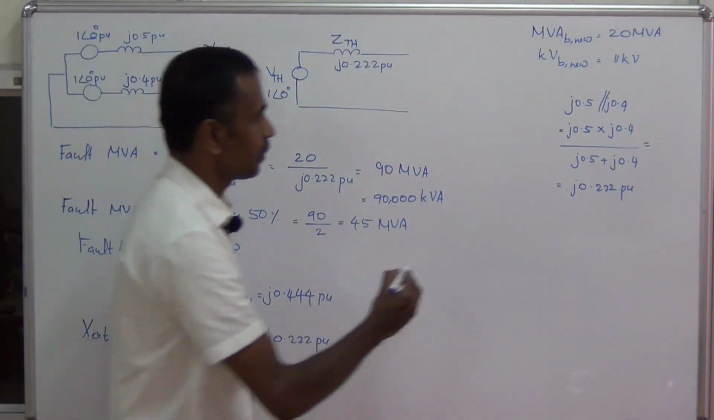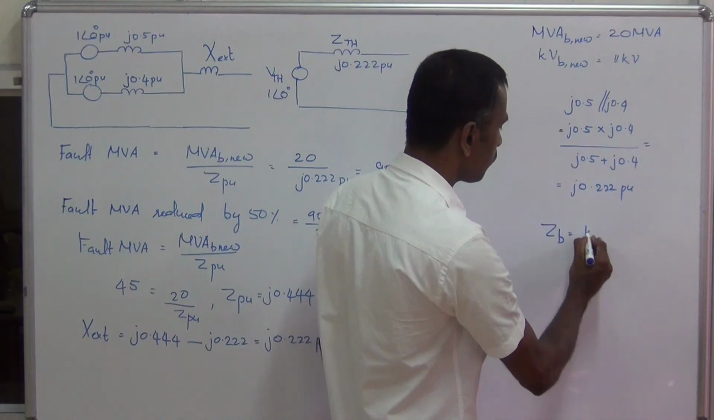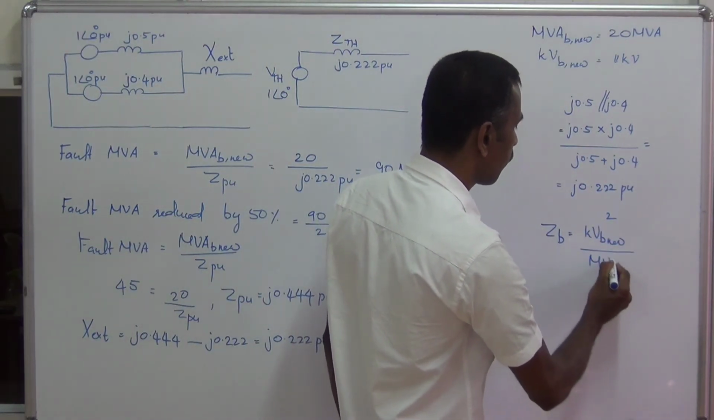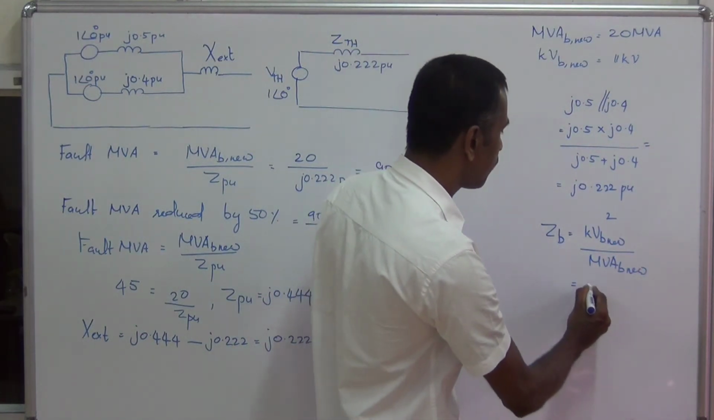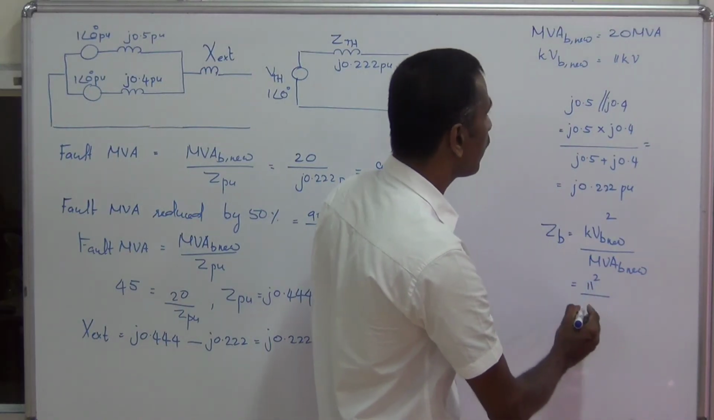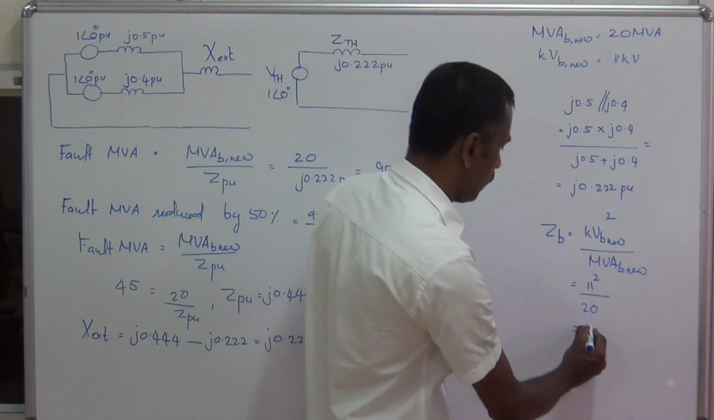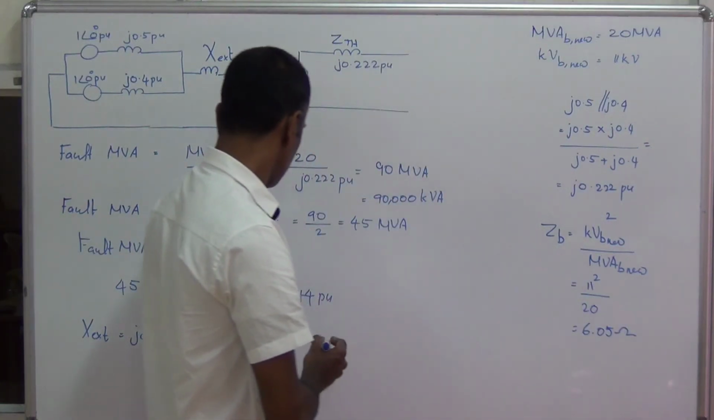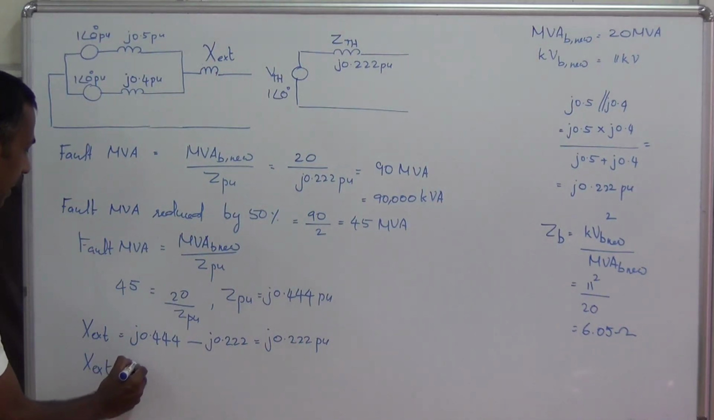Now let us find out the actual reactance, which is equal to per unit reactance into the base impedance. Let us find out the base impedance. ZB is equal to KVB square divided by MVAB, where KVB is equal to 11 and MVA base is 20. So our Z base is equal to 6.05 ohm.